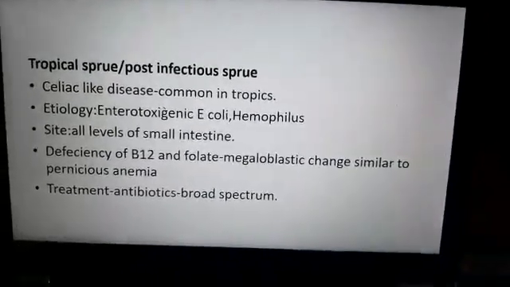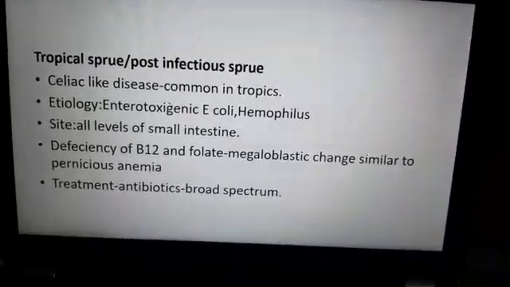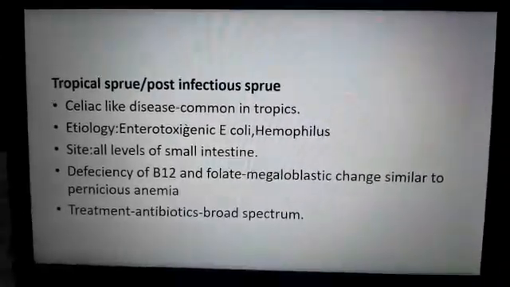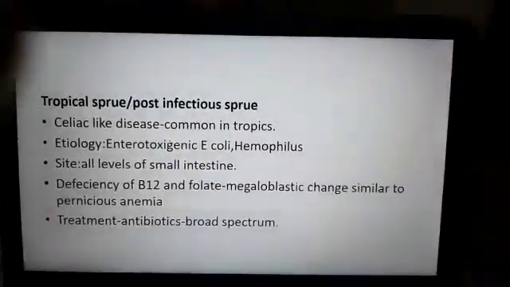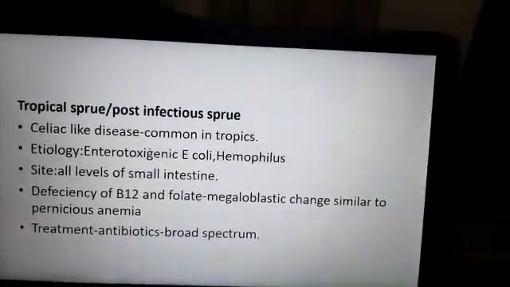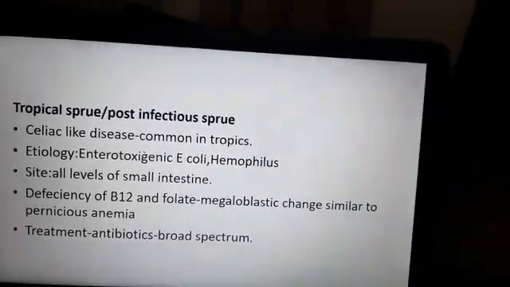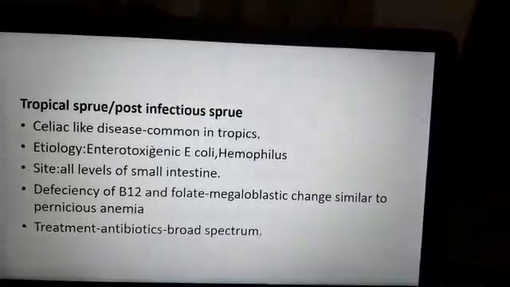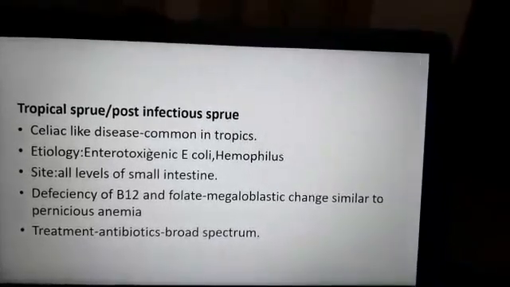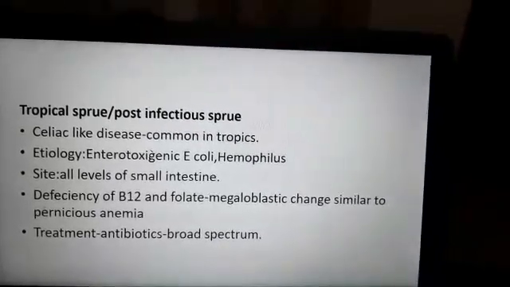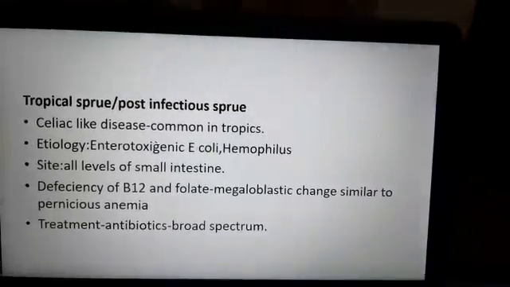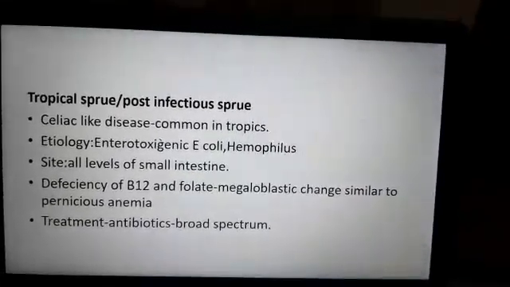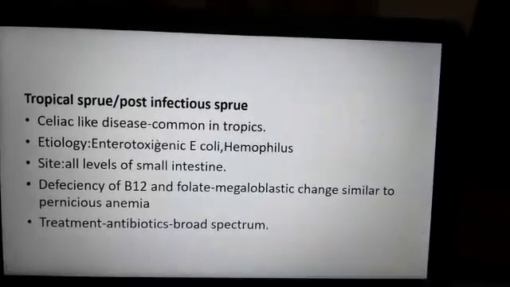The next condition is the tropical sprue or post-infectious sprue. This is celiac-like disease. It is common in tropics, that is why it is called tropical sprue. Etiology is due to enterotoxigenic E. coli and Haemophilus. It can occur at all levels of small intestine, whereas celiac disease is common in the proximal intestine. Here all levels of small intestine can be involved.